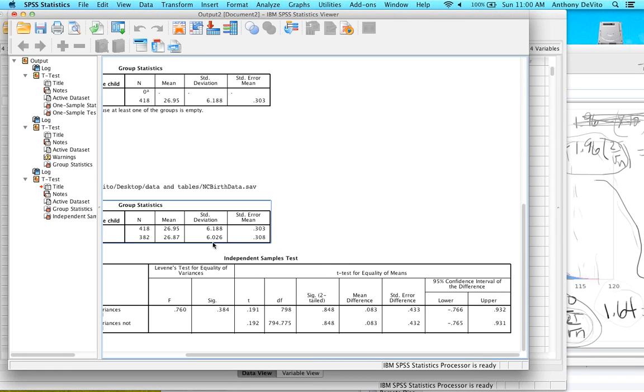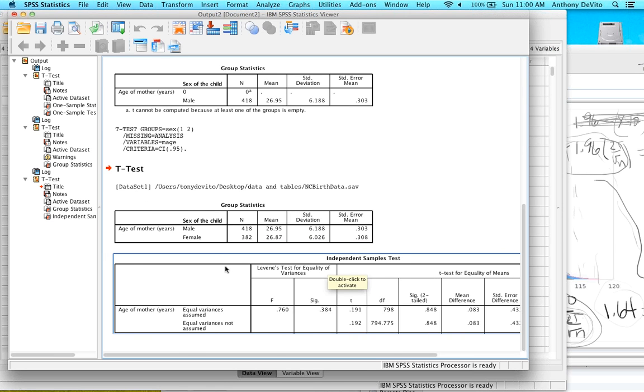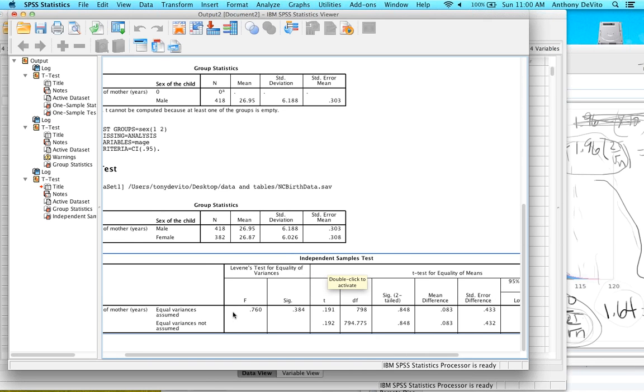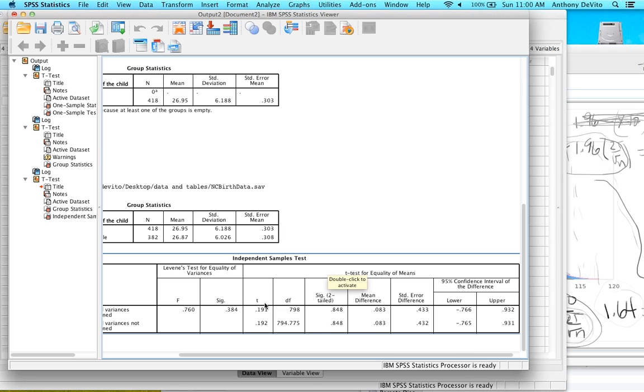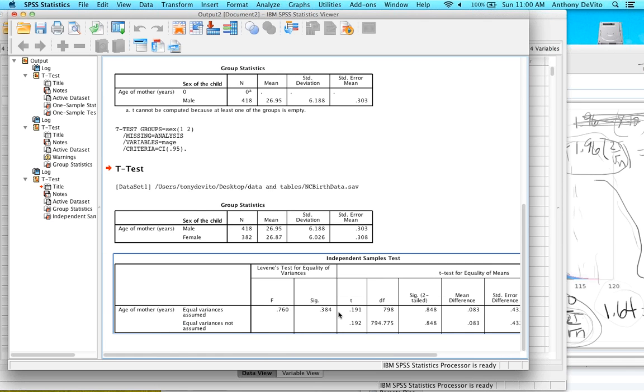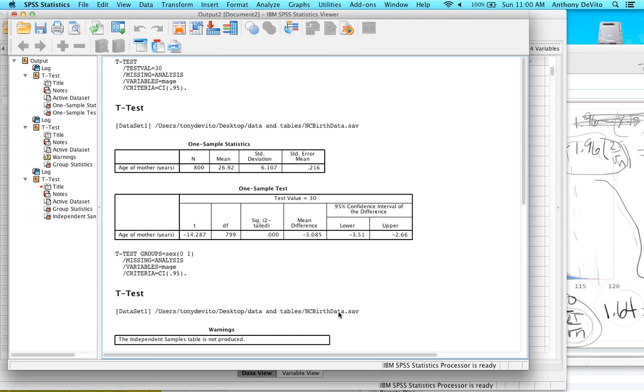Now, notice that the standard deviations of the two groups are very similar. Since they're very similar and one's not double the other, we're going to use equal variance assumed. So we're going to look at this table, going across this top row. It came with a t-value of 0.19. That has a p-value of 0.84, far above our 0.05, which we need to reject the null hypothesis. So in this case, we can't say that the age of the mother for male versus female children is different.